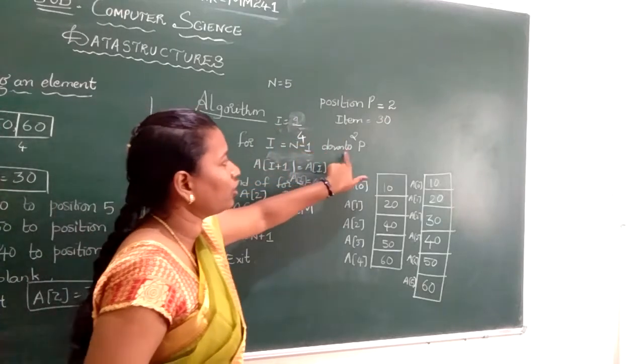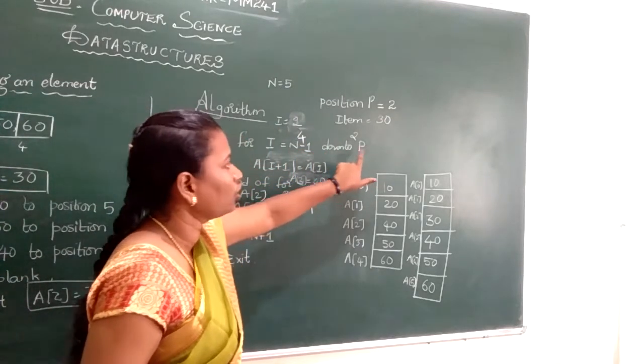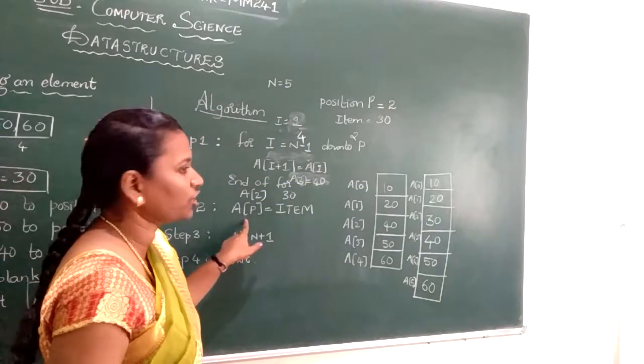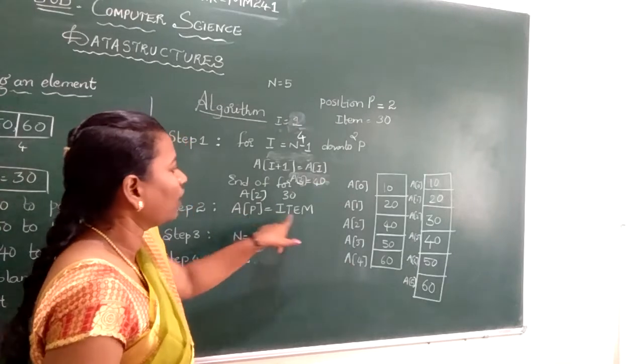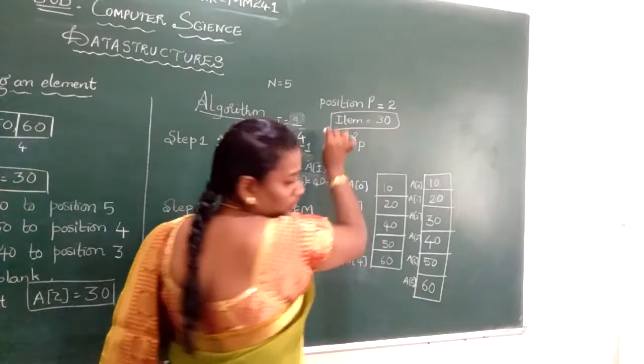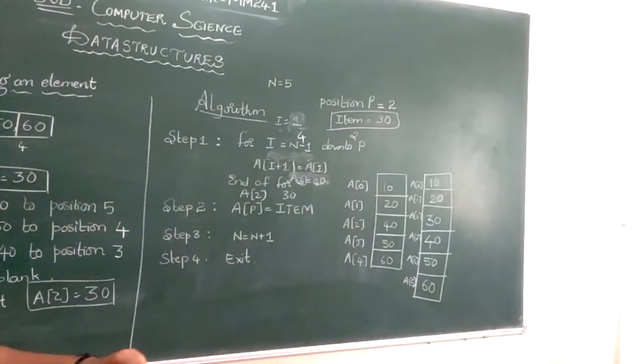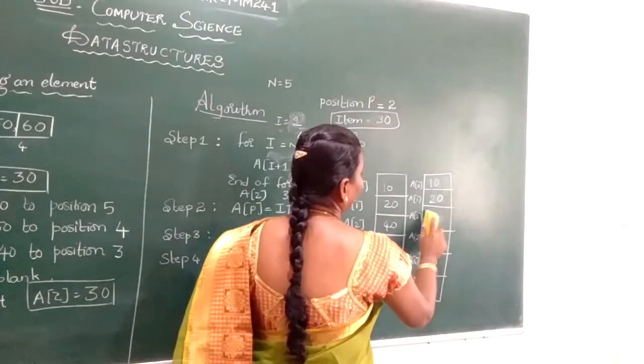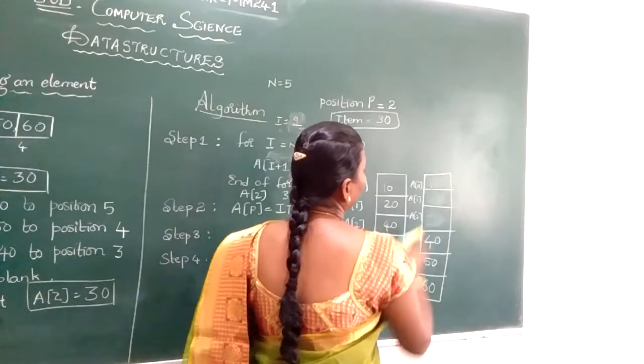So but till where we should do? Down to P. Till P. So your P value is reached. My position is reached. What is A of P? That is item. What item I should insert? The item 30. So this place is vacant. Now see here. This place will be vacant. Let it be 10 and 20 as it is.